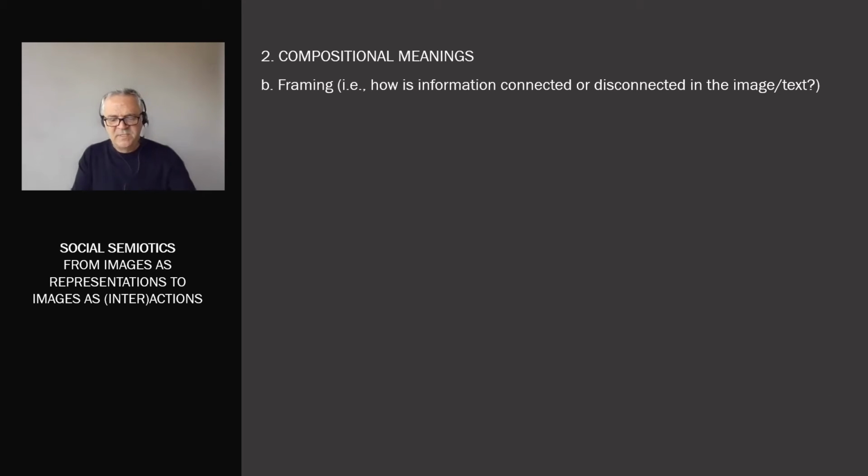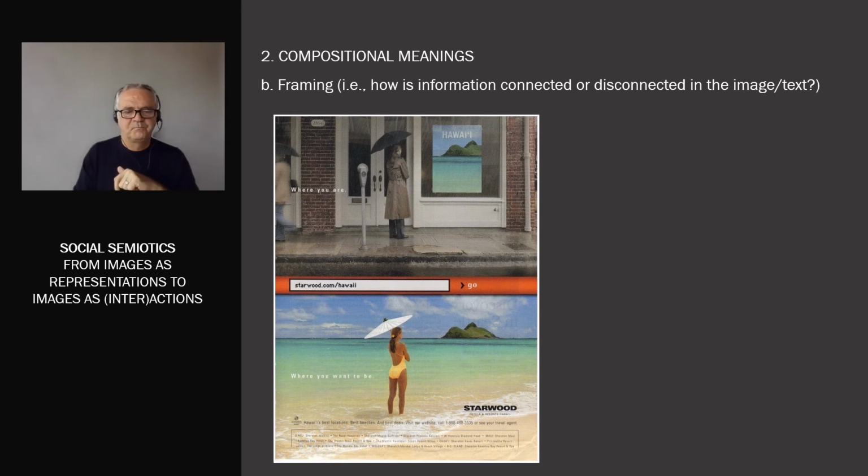Now for another compositional tool or concept. Framing is all about the way information, different features or parts of an image are connected or disconnected. And here's a neat example of where framing is very obvious. Again, not all images or complex visual text necessarily lend themselves to framing in such an obvious way as this one does.